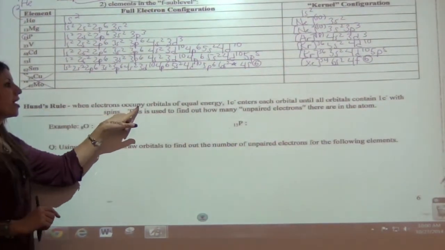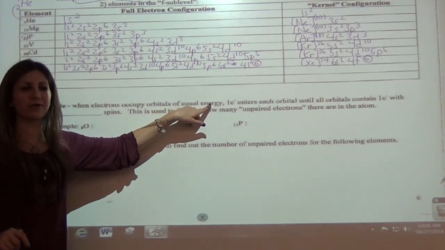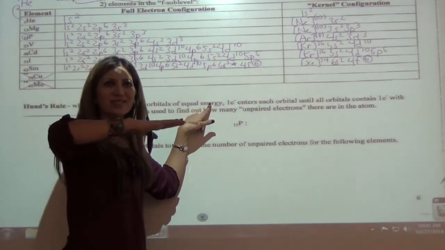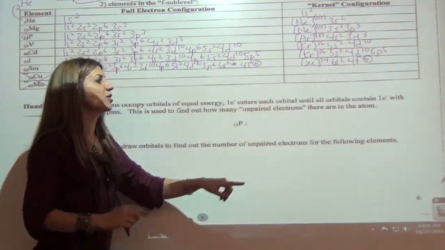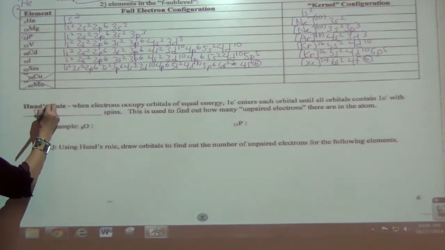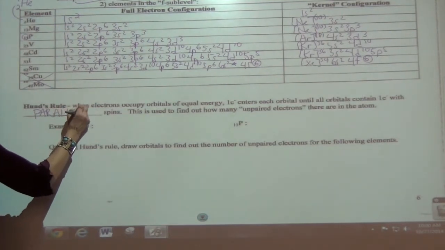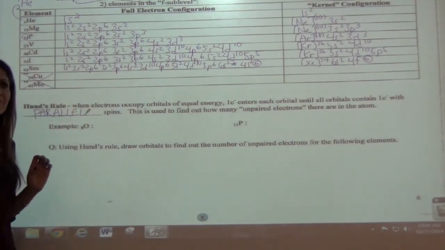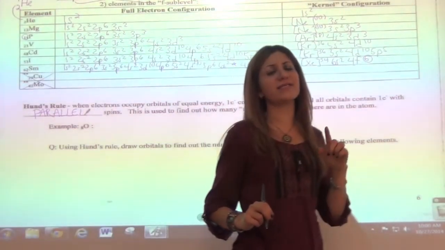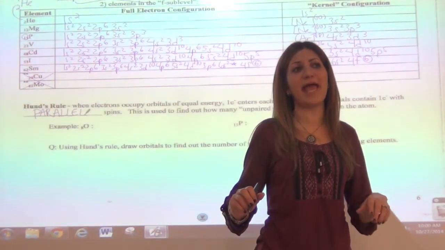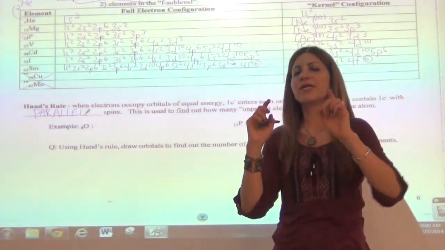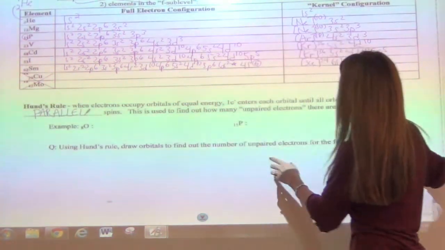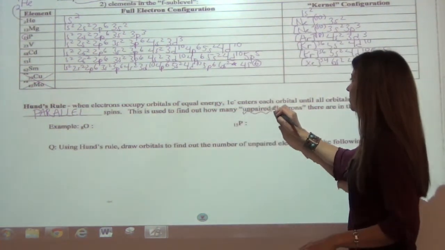States when electrons occupy orbitals of equal energy, meaning they're in the same level, okay? One electron enters each orbital until they all contain one electron with parallel spins. This is different from Pauli's exclusion principle that says that they're going to actually fill opposite, opposed, okay? Here's the difference. So I want you to flip, and this is how we find how many unpaired electrons there are.